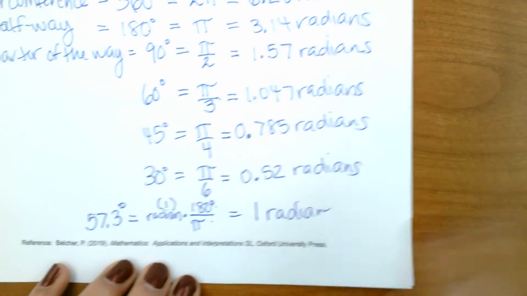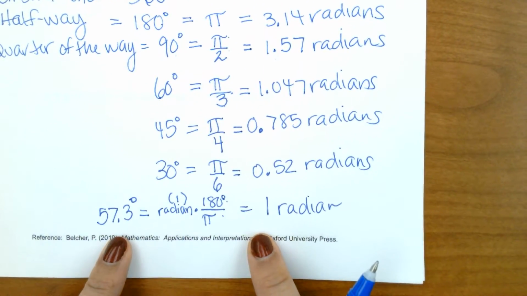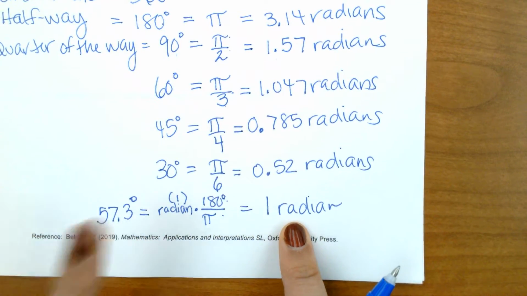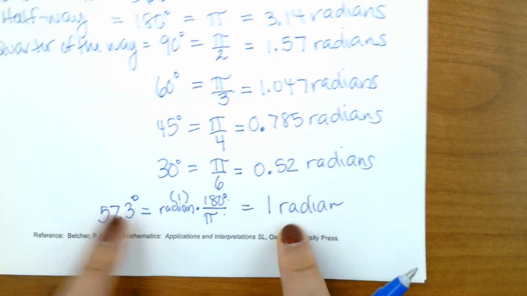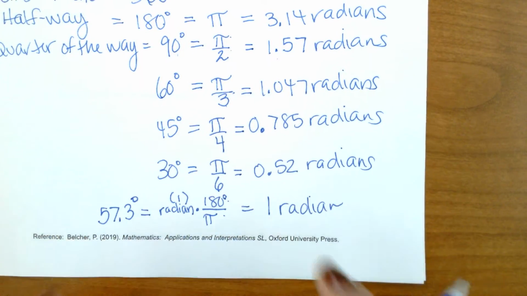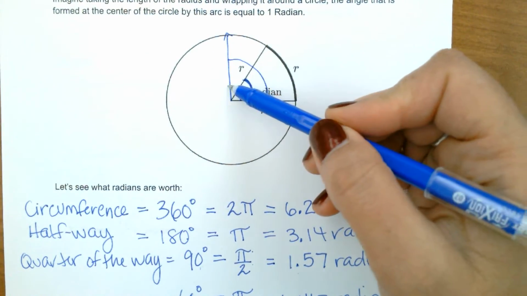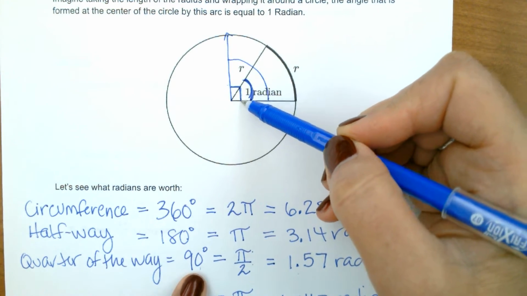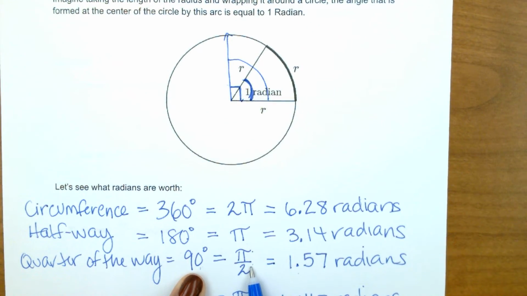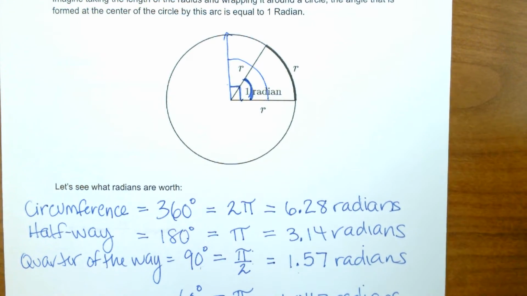We're going to be starting to talk about transferring radians to degrees and degrees to radians. That's what we're going to learn next. But now you know, which is pretty neat, that instead of saying 90 degrees, we can say pi over 2 radians or 1.57 radians. So this is another unit of measurement.